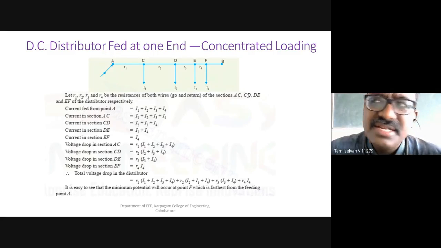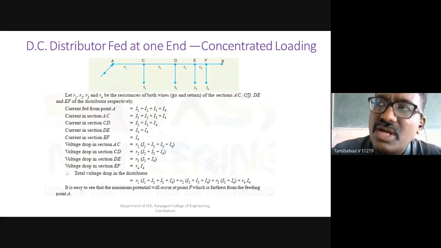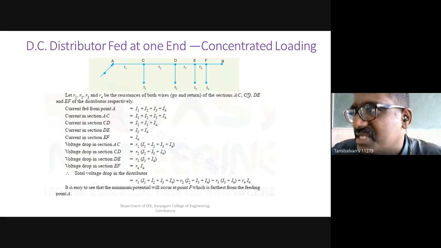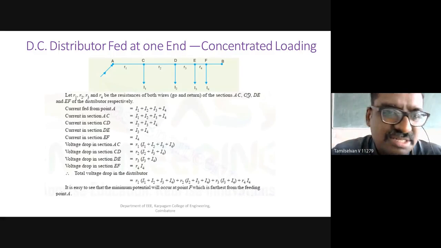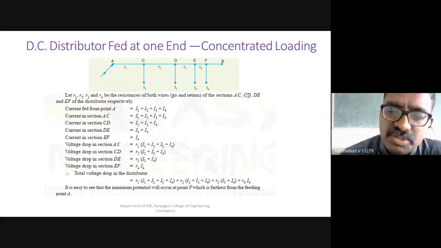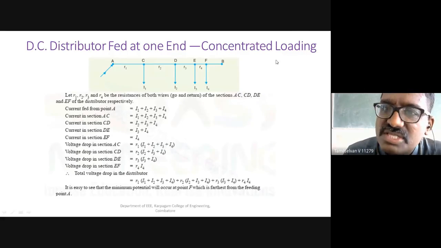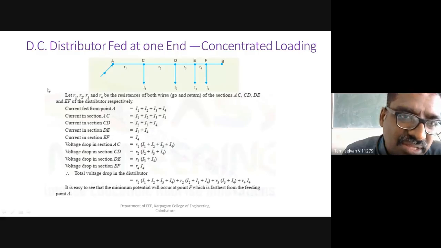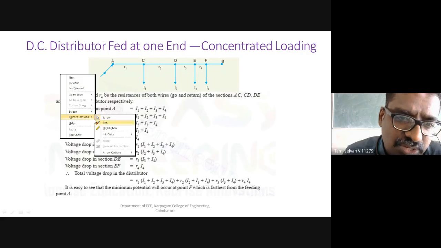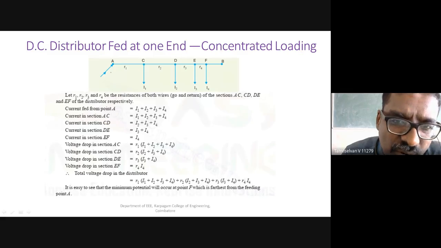If you want to design a DC distribution system, you have to calculate the voltage drop at each and every section. Only then can we design a DC distribution system or an AC distribution system. So here I have taken the concentrated load, with the distributor fed at one end.